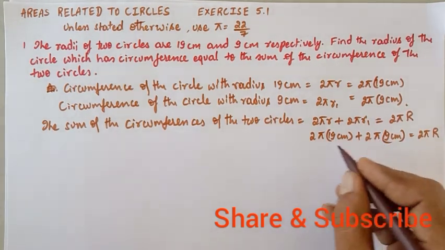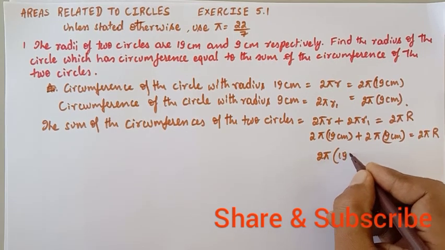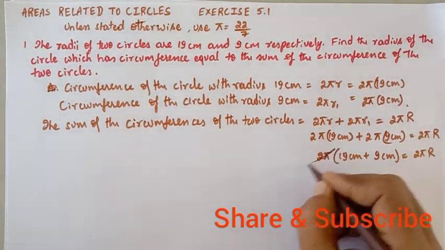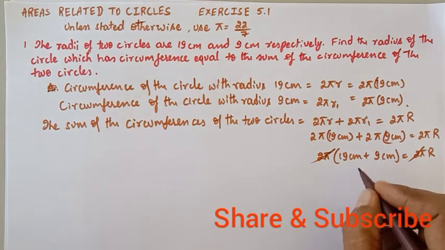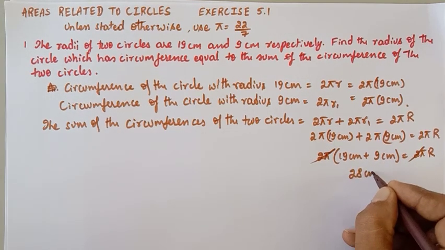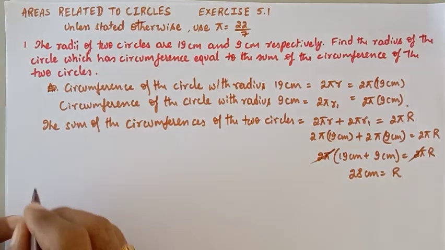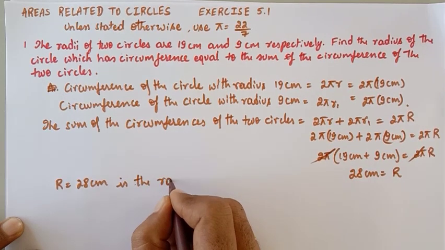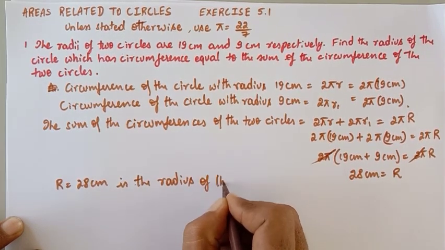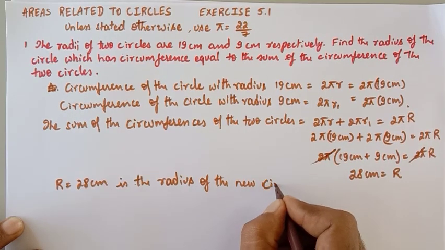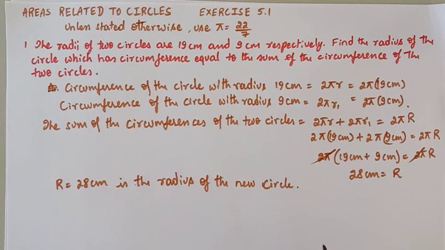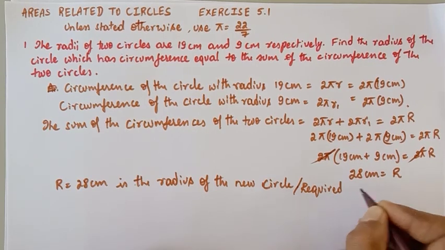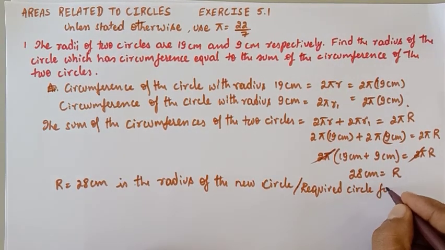Here let me take 2 pi as common. So 2 pi times 19 centimeter plus 9 centimeter is equal to 2 pi R. Here 2 pi cancels. 19 plus 9 is equal to 28 centimeter, which is equal to R. R is equal to 28 centimeter, the radius of the required circle formed.